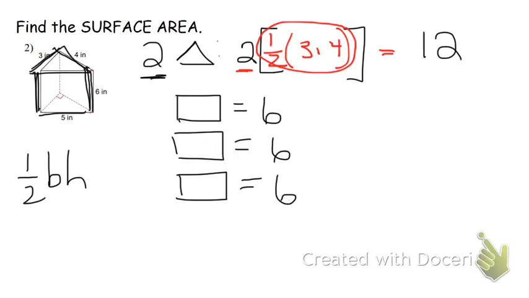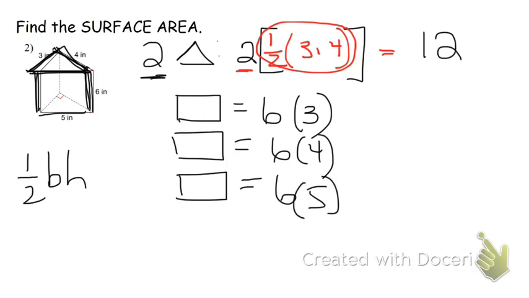Each side of the triangle, 3, 4, and 5, is attached to a 6. So I'm going to have a 3, a 4, and a 5. Now let me color code it so you can visualize it a little bit better, just in case that wasn't good enough for you. So, each one of these rectangles, let's see.